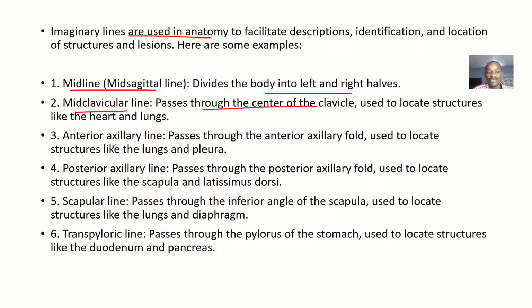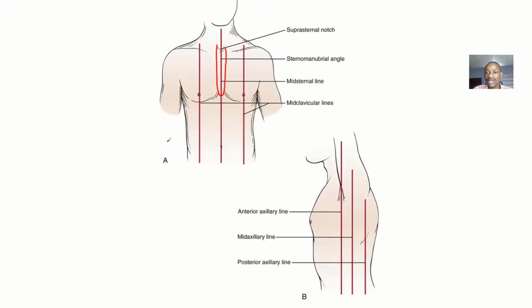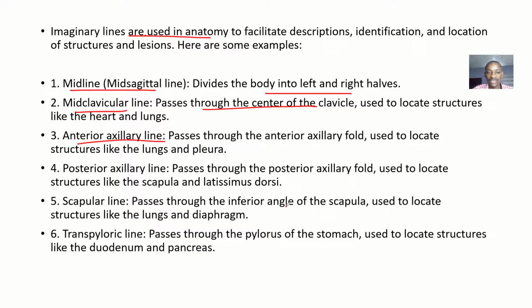Then we have the anterior axillary line. That's where you are going to the side now. So this is the axilla. The line passing in front of the axilla is the anterior axillary line. The one in the middle is mid axillary. The one at the back is posterior axillary. So the one in the front is the anterior axillary line.